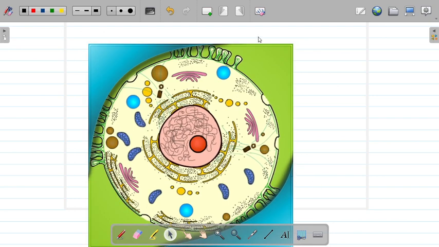Remember, an animal cell consists of, for example, your cell membrane. Your cell membrane controls the activity. It controls traffic. It's only border control, like in South Africa. It controls what enters and leaves the cell. That's the cell membrane.